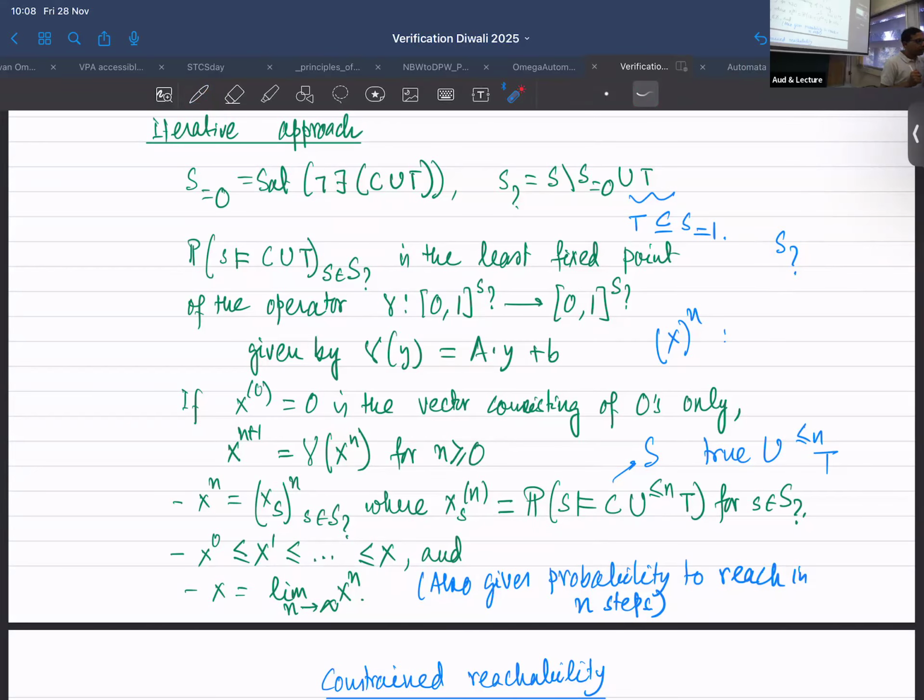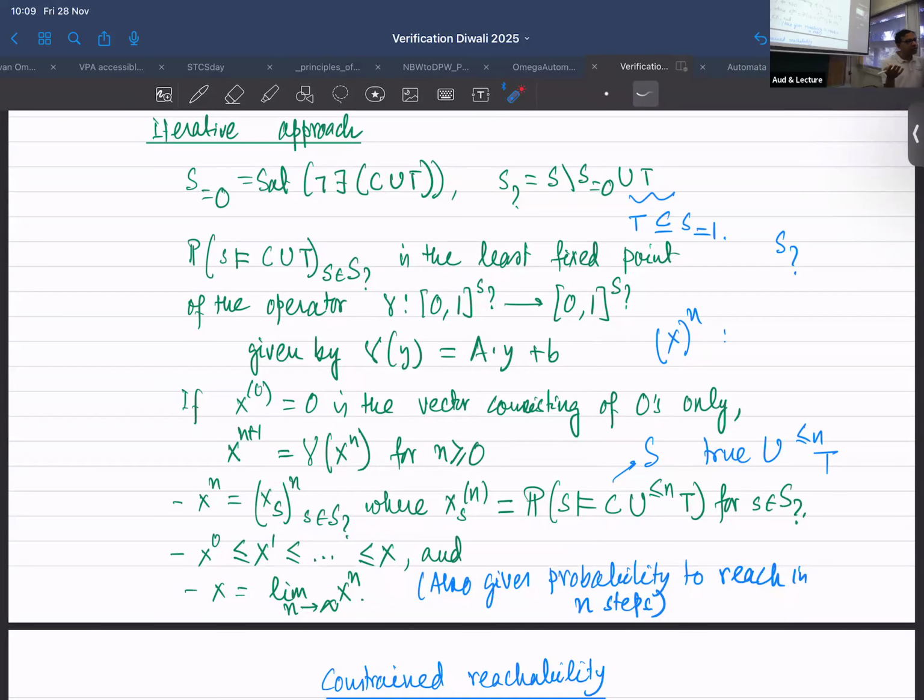Now, when I'm talking about x2, what do I have? Remember that it is like the Ay plus b. So Ay gives you in two steps, and then I'm having the plus b, which gives me also in one step. So when I'm having the x2, this is in one step as well as in two steps, which is like in at most two steps.